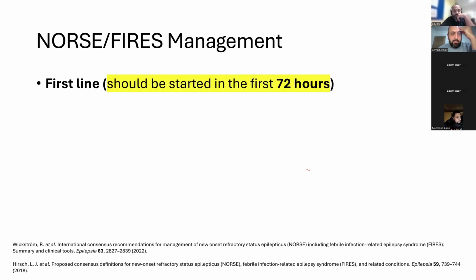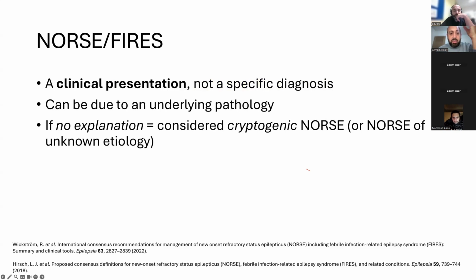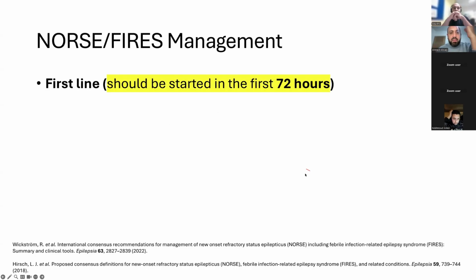So as a first line treatment, this should be started within 72 hours. And of course, we are talking about cases where you do not manage to find an underlying pathology. So you do not see radiological findings that can suggest autoimmune encephalitis, let's say, or there is no evidence of infection, so you have to think about what else you can do. Still, it would be considered cryptogenic at this point.